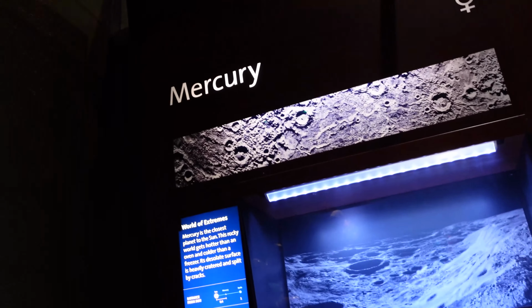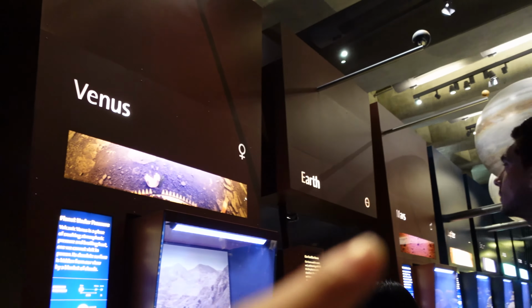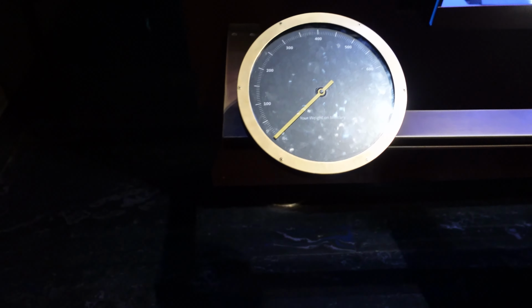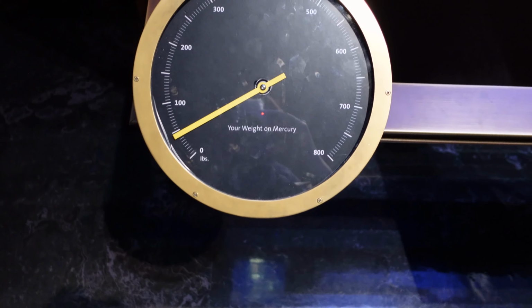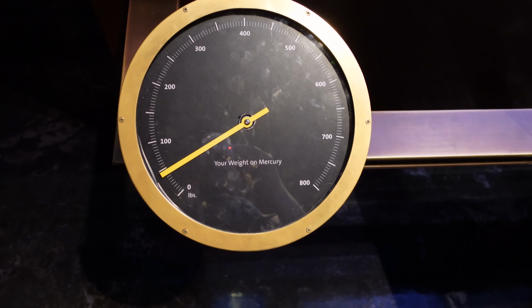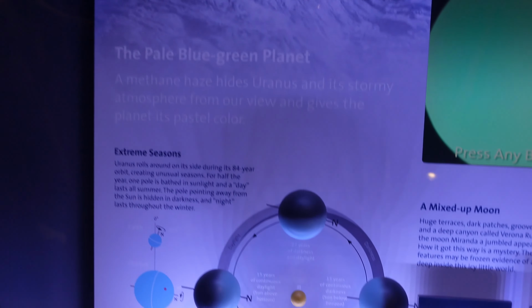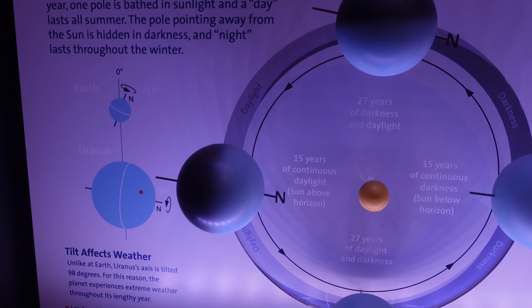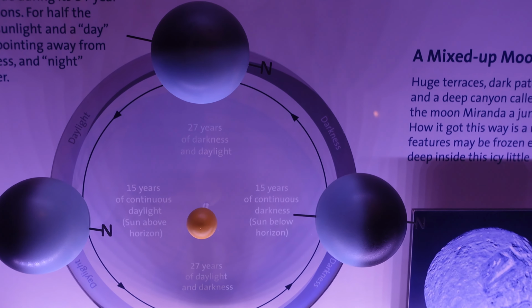Now we are in the planet section, so it goes in order from closest to the sun all the way to the furthest. And apparently Mercury has the most extreme weather. So it says Mercury's maximum temperature is 427 degrees Celsius and minimum is negative 173. And this is how much I would weigh on Mercury. And for this planet, there are extreme seasons, and we're not talking about months, we're talking about years. So 15 years of continuous daylight, 15 years of continuous darkness.